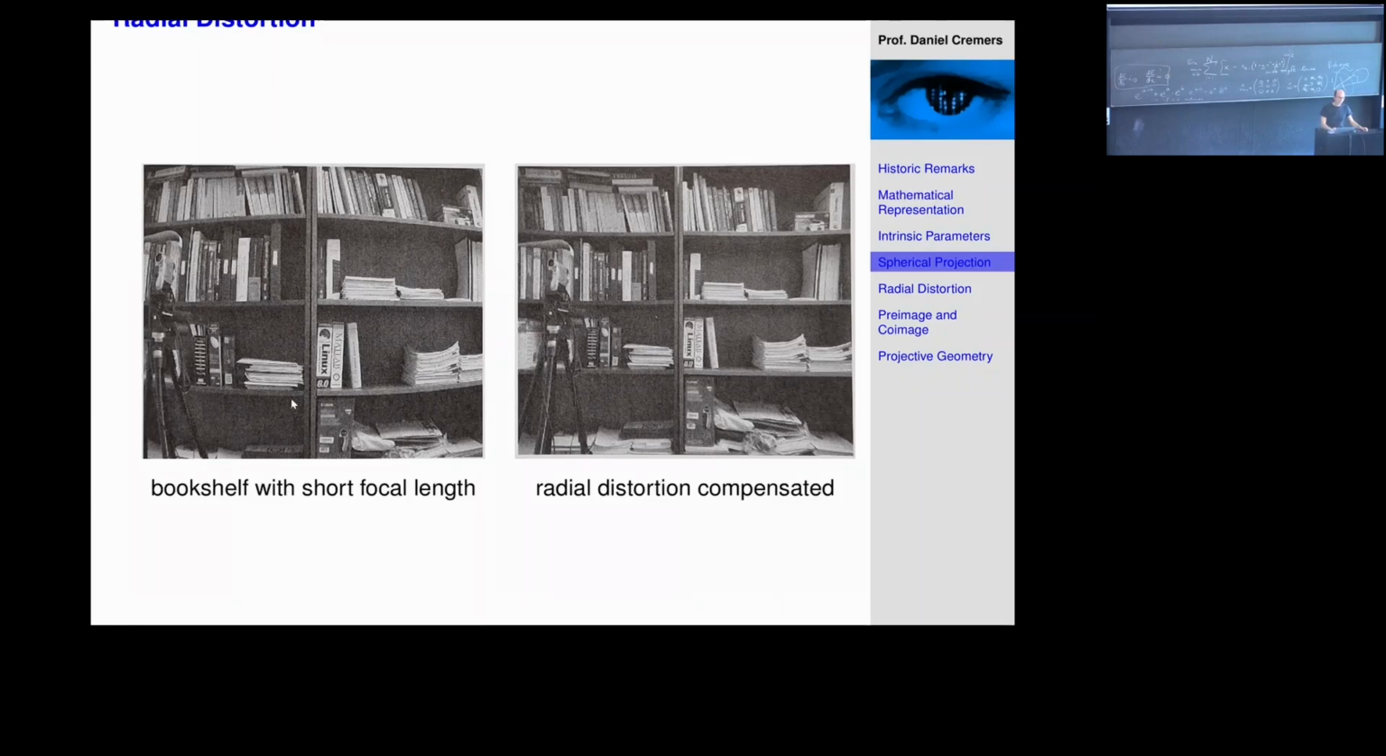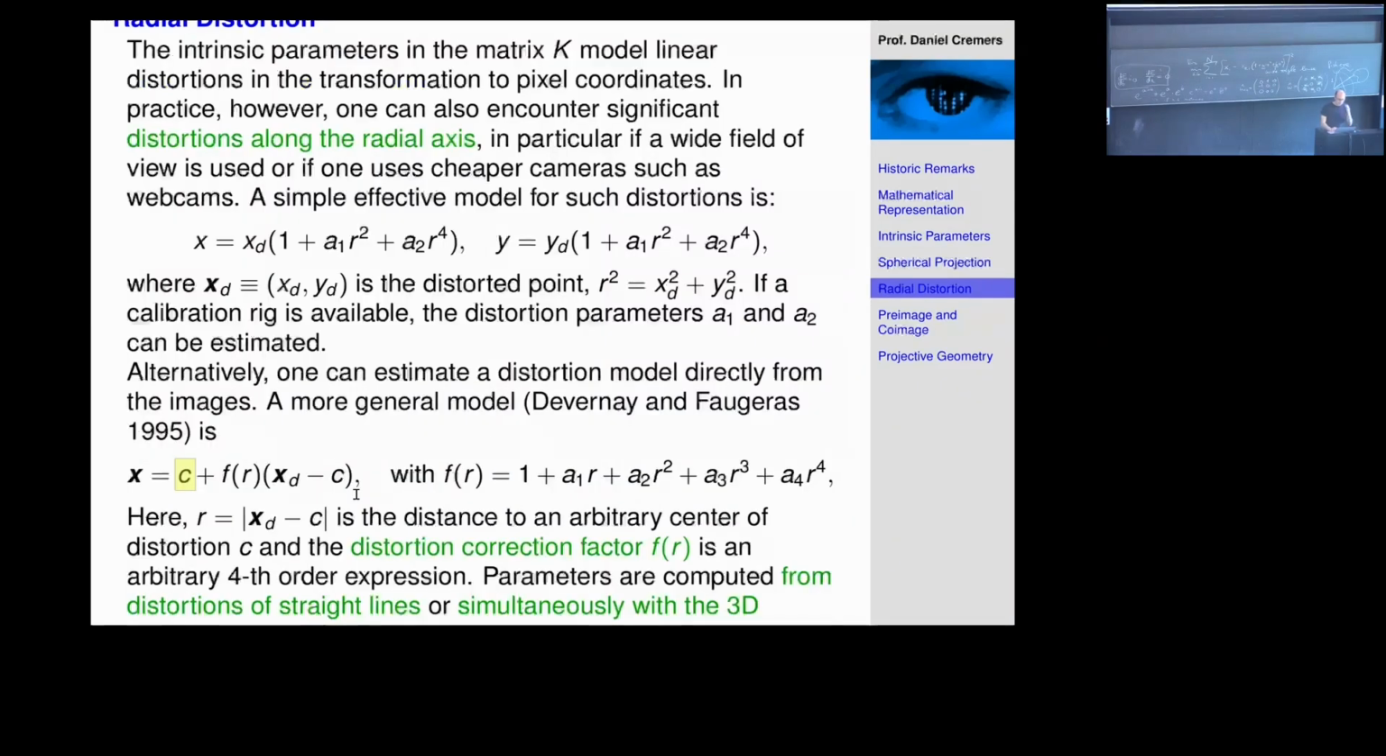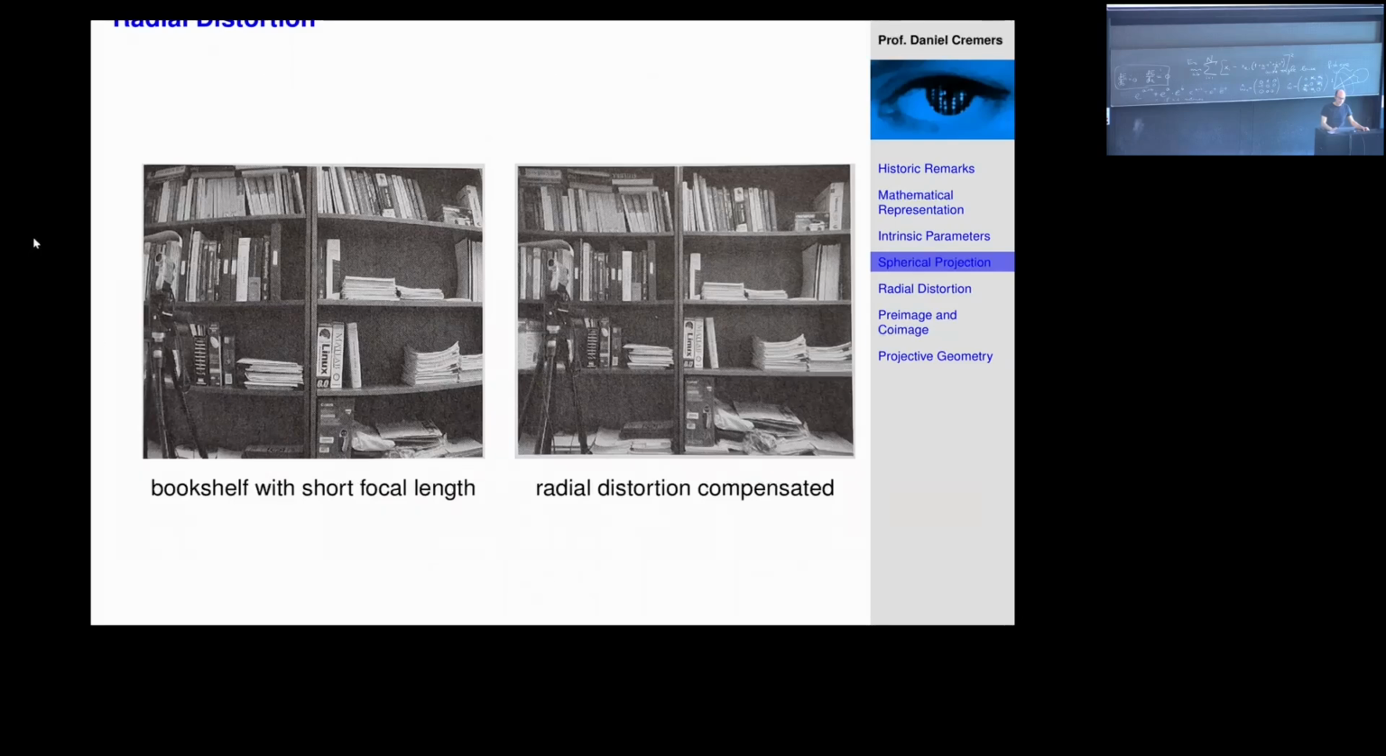Then the question becomes, can I determine a radial distortion that would make sense? And one thing that can be done and was done, for example, by Andrew Fitzgibbon, a collaborator of mine, is he said, well, let's assume that there are lines in the image and I know they should be straight and they should be parallel. For example, because I know I'm looking at a bookshelf, or because I know I have an image of a man-made world. In man-made worlds, we tend to have straight lines.